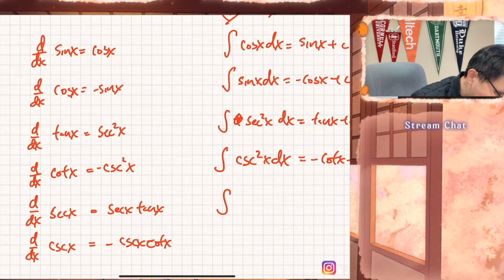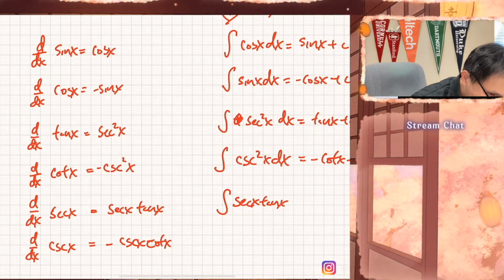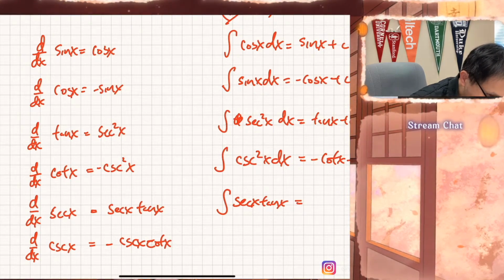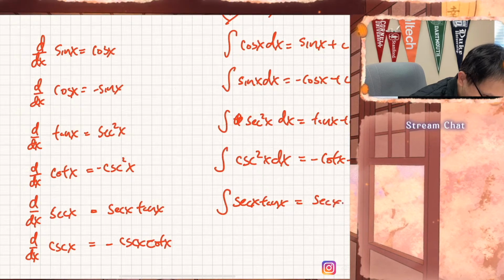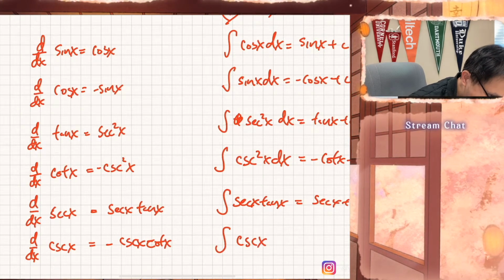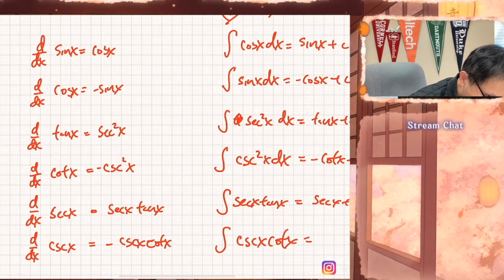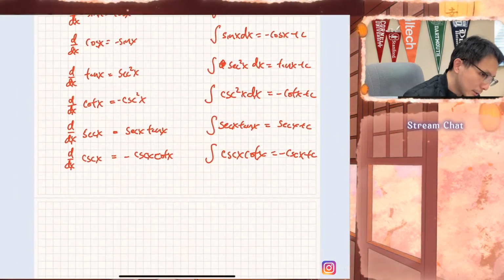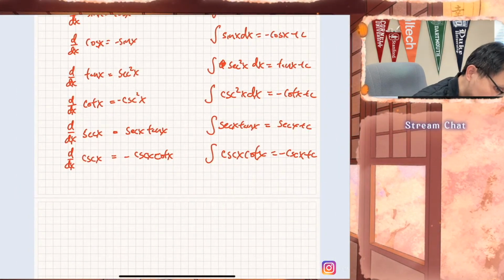Okay, integral of secant x tan x dx is secant of x plus c. Good. What's the integral of cosecant of x cotangent of x dx? Negative cosecant x plus c. You forgot the dx in both of those.